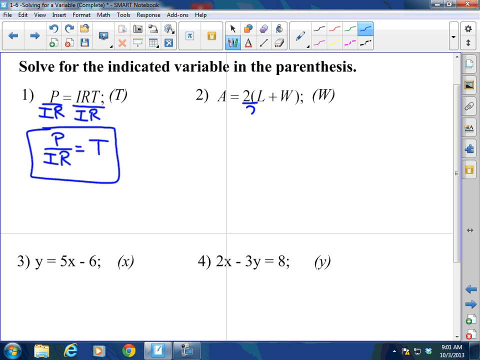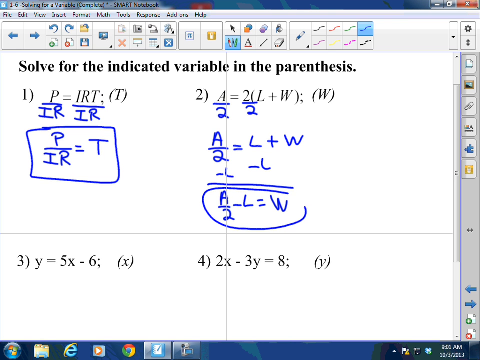Division. Very good. So I'm going to divide 2 to both sides, giving me A over 2 equals L plus W. I want to get W alone. What is happening to W here? Yes, sir. L is being added to W. How do I get rid of a positive L? You subtract L to both sides. A over 2 minus L equals W. Ding dong, the witch is gone. Bye-bye. You're done. Does that make sense, my brothers? Yes, sir.